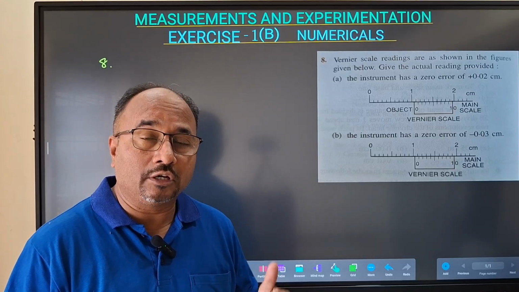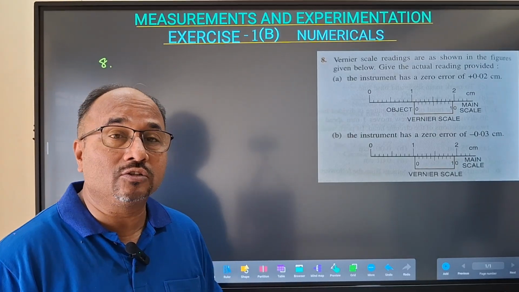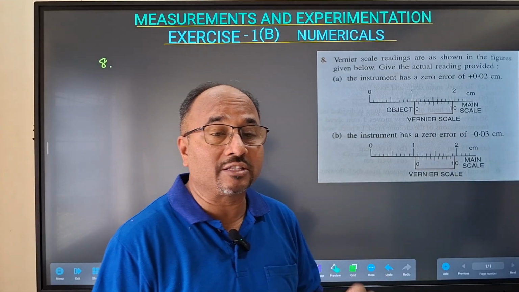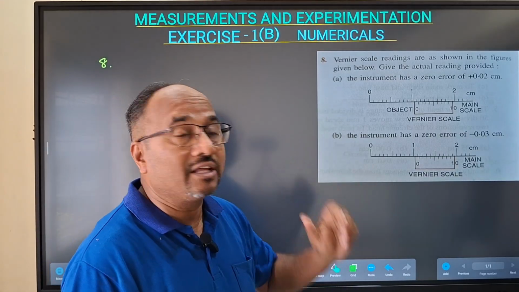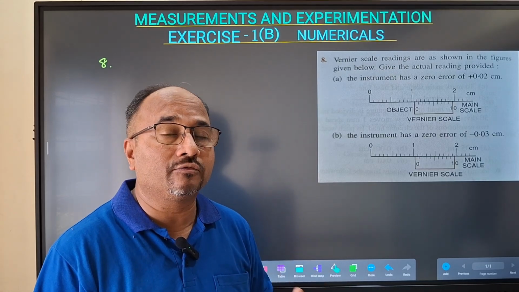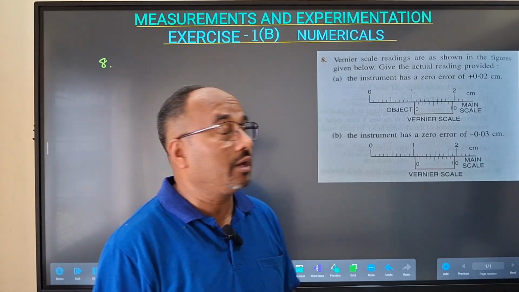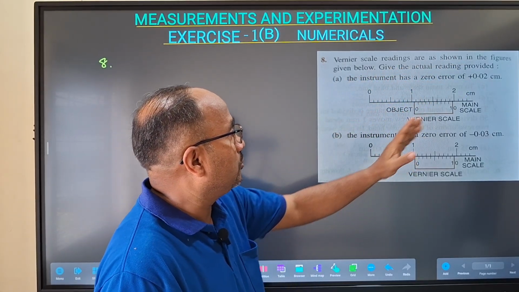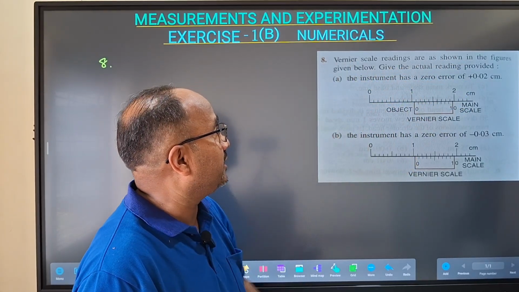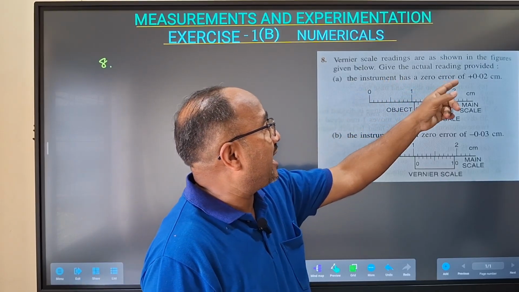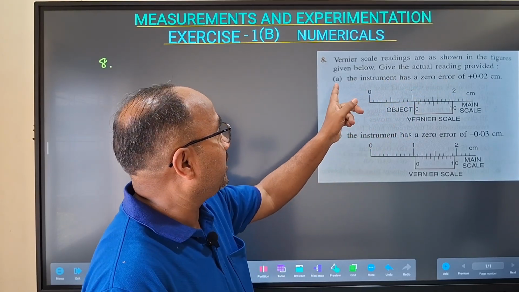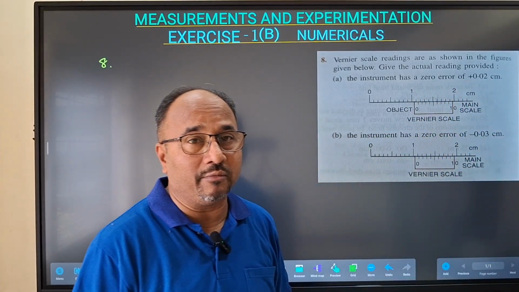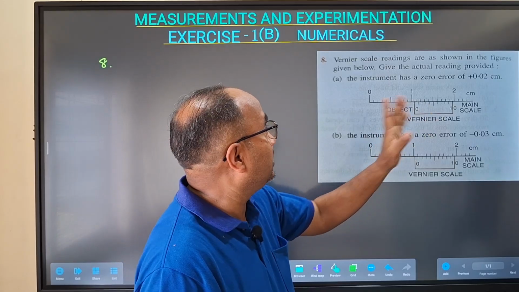Now we come to numerical number 8. These numericals where the diagram is given are very important, because the board has mentioned that this is a new addition to the numerical part of this chapter. So let us take a look. It says vernier scale readings are shown in the figures, given the actual reading provided. In the A part, the instrument has a zero error of plus 0.02 centimeter. So we have to find what the length is.